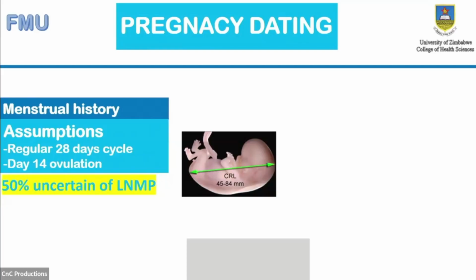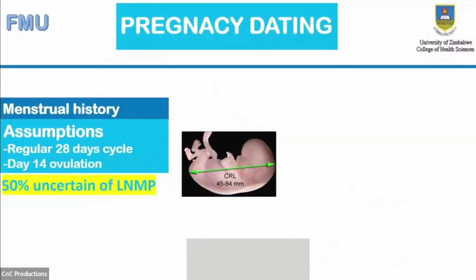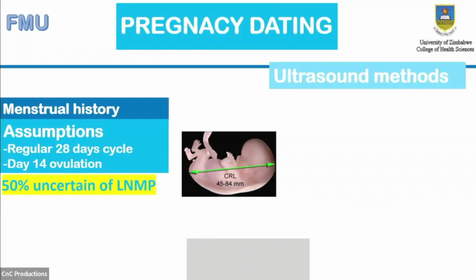And another finding from a study which was done in America was that about 50% of women are uncertain of their periods. And in Zimbabwe, our local data proved that about 60% of women were uncertain of their dates. Which makes it a bit unreliable to just use the last menstrual period.